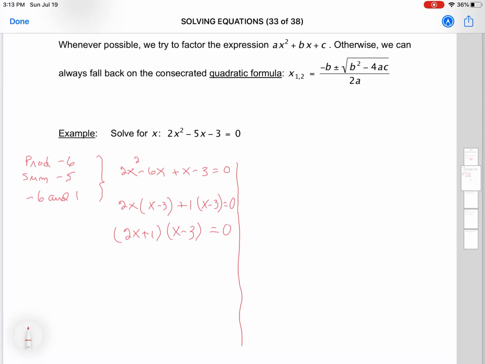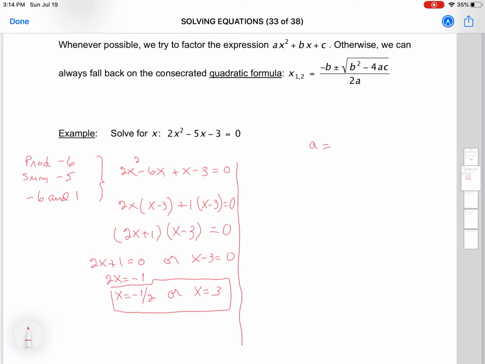X minus 3, this product is equal to 0. So if two things multiplied by each other give you an outcome of 0, that clearly means that either the first one is 0 or the second one is 0, or they are both 0. Solving the first one here gives me minus a half. And solving this other one gives me x is equal to 3. These are my answers for solving this quadratic equation using factoring.